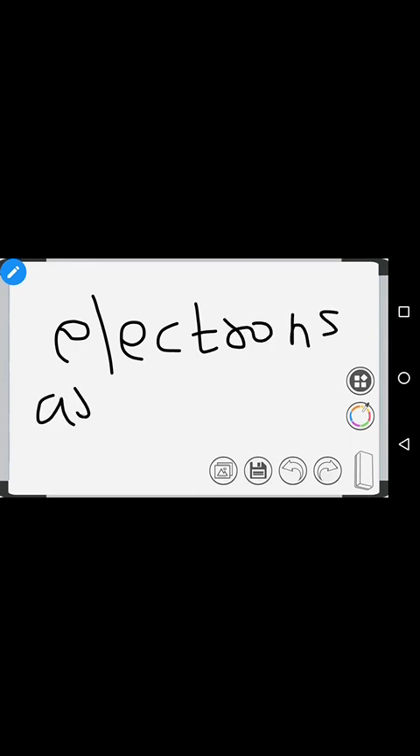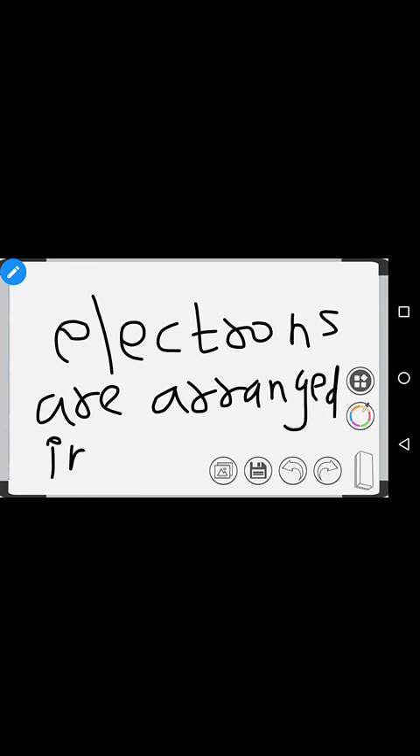Now, I am going to take one more concept. That means how the electrons are arranged, how the electrons are arranged in the shell. This concept I am going to take in a very deep manner.